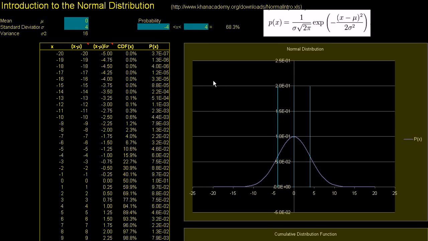And just in the rest of your life, if someone says, "Oh, we're assuming a normal distribution," you're like, "Oh, I know what that is. This is the formula, and I understand how to use it, etc., etc."